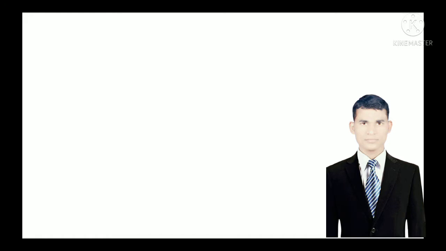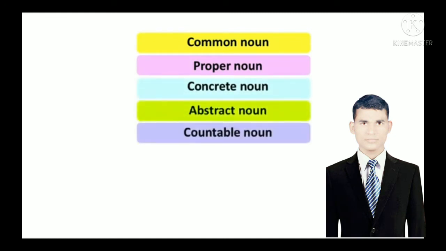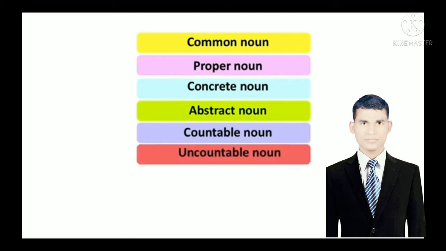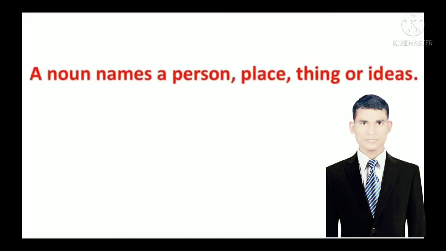There are 8 types of nouns: common noun, proper noun, concrete noun, abstract noun, countable noun, uncountable noun, compound noun, and collective noun. A noun names a person, place, thing, or idea.